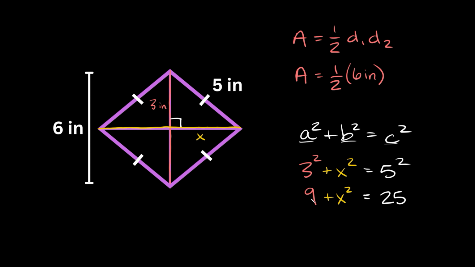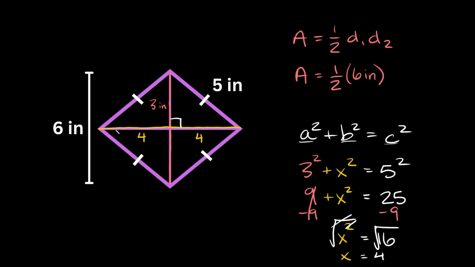Now we're trying to solve for x squared. So we can get rid of this 9 by subtracting 9 on both sides, so they cancel out. Here we get that x squared is equal to 25 minus 9, which is 16. Now to get rid of this exponent, we can simply take the square root of both sides. On this side, those cancel out, and we're left with x is equal to the square root of 16, which is 4. So the length of this little yellow side is 4, and we'll write 4 right here.